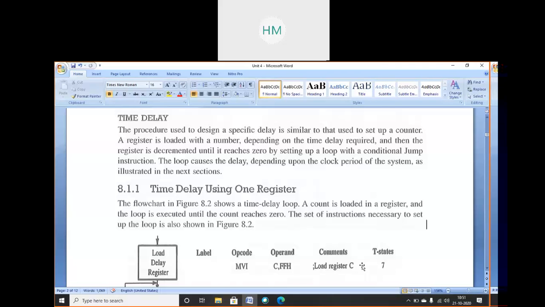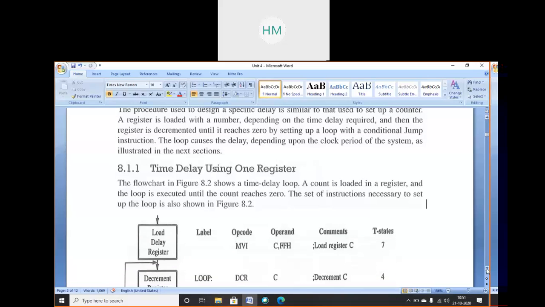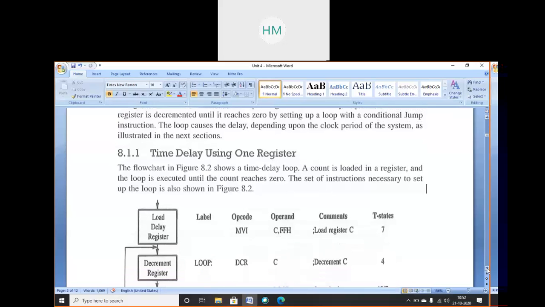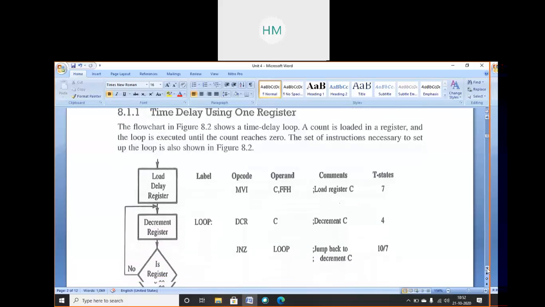Next way, timing delay using one register, two registers, or timing delay using a counter. So this we will discuss. We have created a time delay loop. We have drawn a flow chart. We have written a small program which is very easy to understand. A count is loaded in the register and the loop is executed until the count reaches 0. The set of instructions necessary to set up the loop is also shown in the figure. This is the same as your counters. Okay, I will set the counter. Here I am applying time delay. For applying time delay, I have to set the counter also. So I am writing this program. You can write your own program.